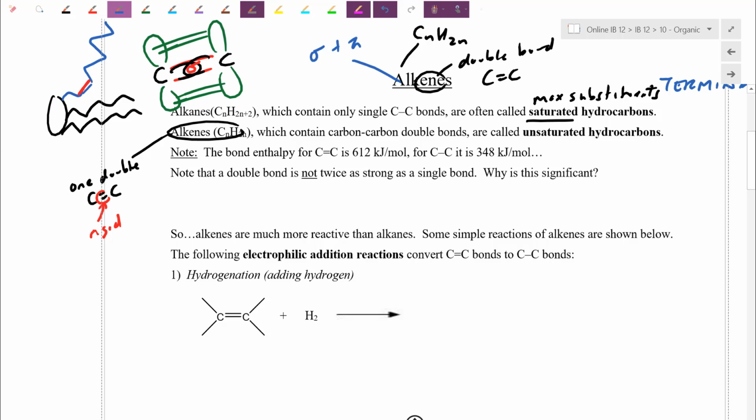Okay. Note the bond enthalpy for a C=C double bond is 612, and for a C-C single bond is 348. Why is this one not exactly double? Although a double bond is stronger than a single bond, it is not twice as strong, because a double bond contains a sigma and a pi, whereas a single bond is just a sigma bond. The sigma bond is more attractive because it's purposeful overlap, whereas the pi bond just lucked out, sort of side by side, to react.